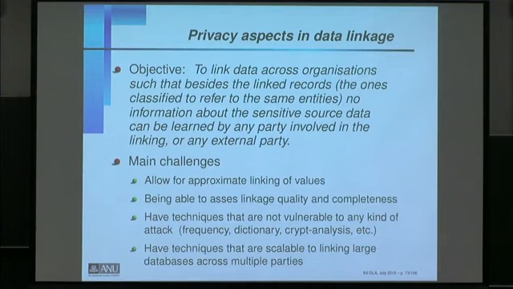So can we encrypt and code the data locally, and use these codes to identify similarities between records. So we still need to be able to allow approximate linkage. We have to be able to assess linkage quality and completeness. We have to use techniques which are not vulnerable to any kind of attack, and the techniques should be scalable to link large databases and also across multiple databases as well, right?